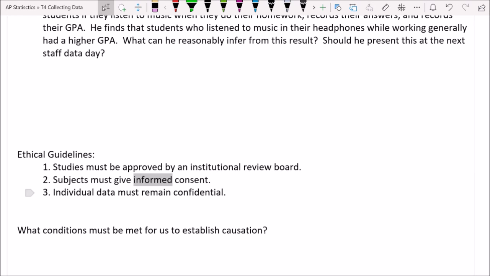The third thing is individual data has to remain confidential, and this is especially with medical stuff. Sometimes you're in biology, you do a study with salamanders in a lab. Well, okay, you're not really violating a salamander's privacy by saying, oh yeah, this one salamander grew its leg back or whatever, which is a real trial. They do stuff like that. But with humans, you have to be additionally cautious. Their data must remain confidential.